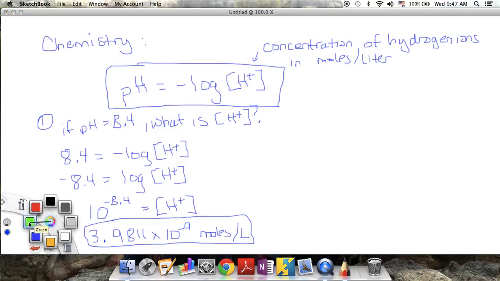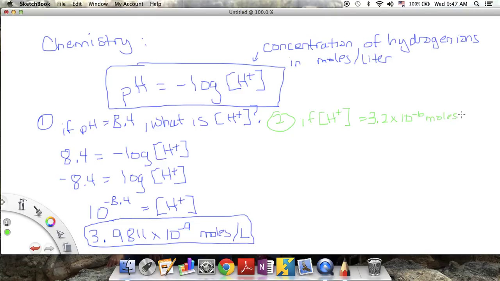Let's try a different one. What if we know the hydrogen ion concentration. It's 3.2 times 10 to the -6 moles per liter, and we want to know what's the pH. So again, we use this formula here. We plug it in, we have the pH equals negative the log of 3.2 times 10 to the -6.